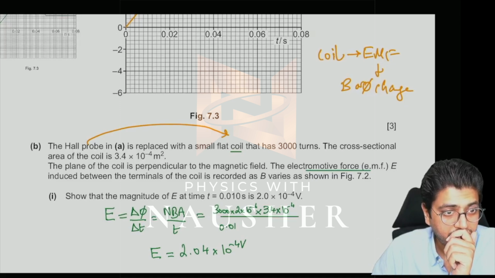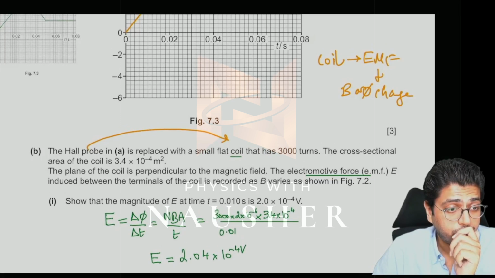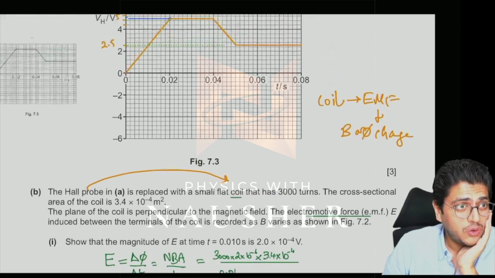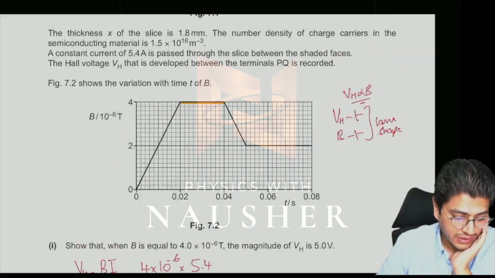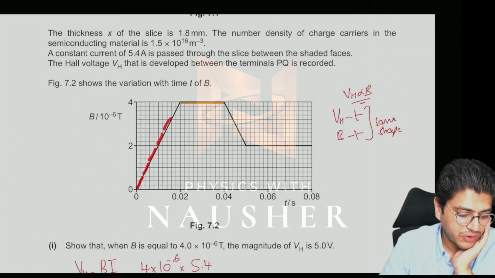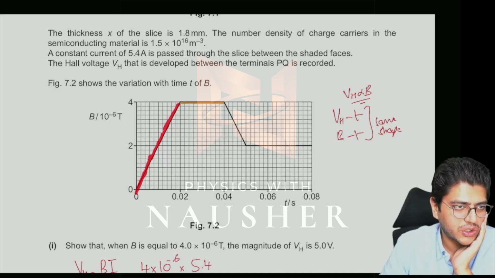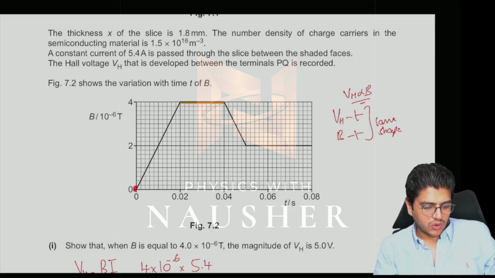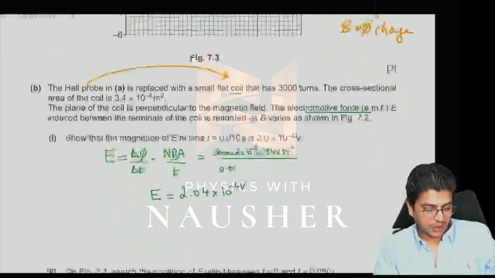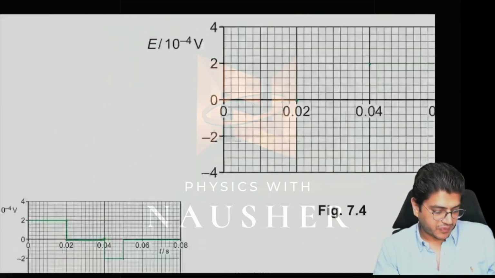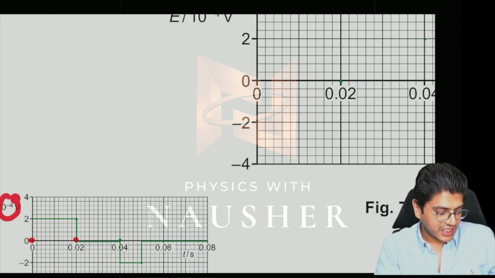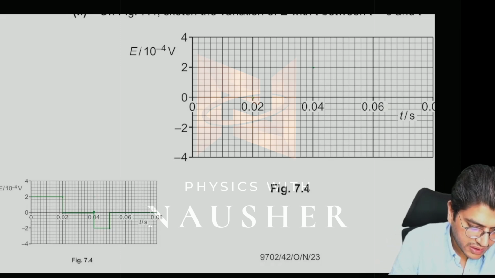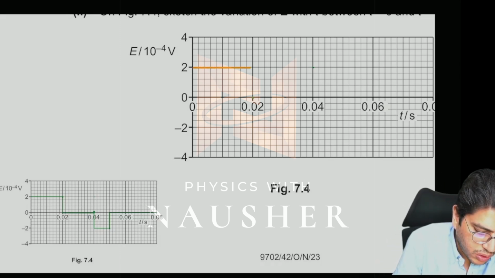Now, very important. Till what time will you have EMF? You will have EMF as long as your field is changing. So field is changing constantly. It's a uniform change. So EMF will be a flat line from 0 till 0.02. Have a look. From 0 till 0.02, this is 10 to the minus 4. Did we not calculate EMF as 2 into 10 to the minus 4? Yes, we did. So it will be 2 into 10 to the minus 4 all the way till 0.02.